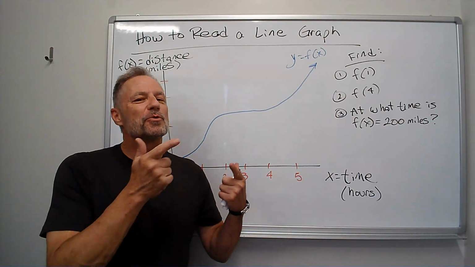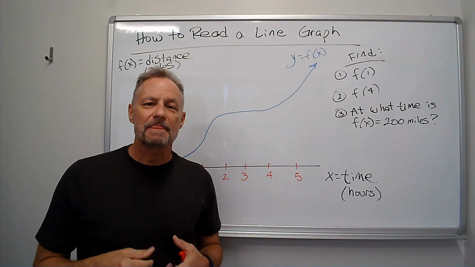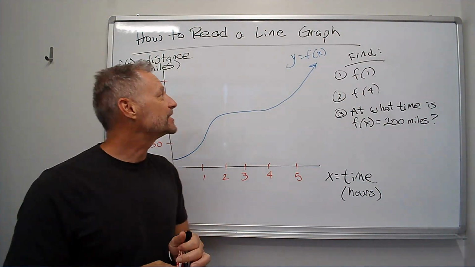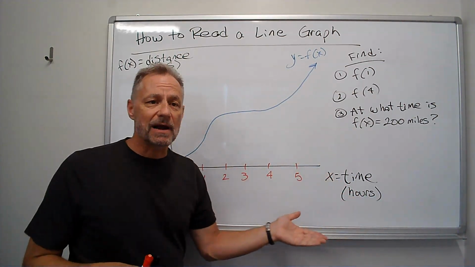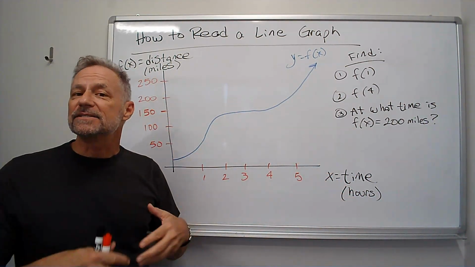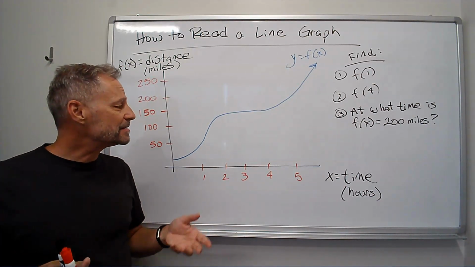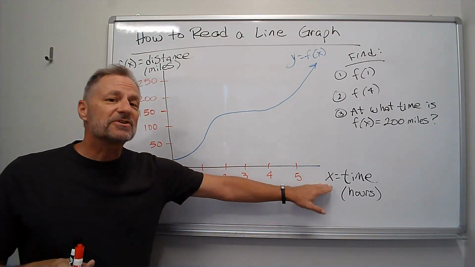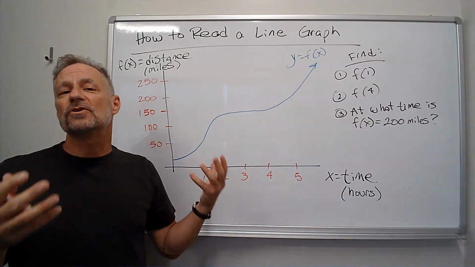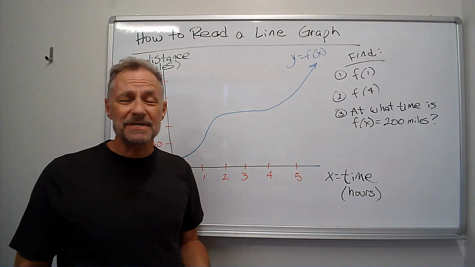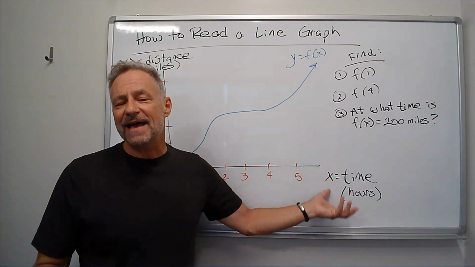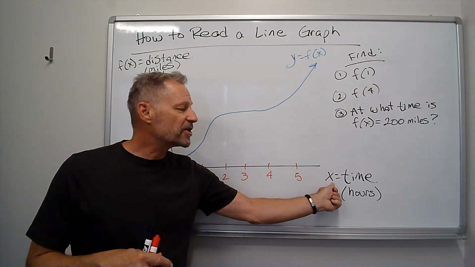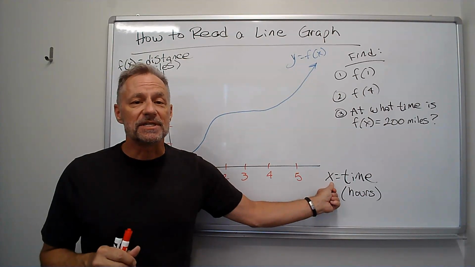Let's talk about how to read a line graph. All right, so I've made up a line graph here, and the idea of this line graph is x is going to be time, number of hours, and y is going to be distance, number of miles. And a lot of times they'll have it as t for time and f of t for the function in terms of time t. I did it as x because more often than not we're going to have x and f of x, but this variable can be any letter we want to be.